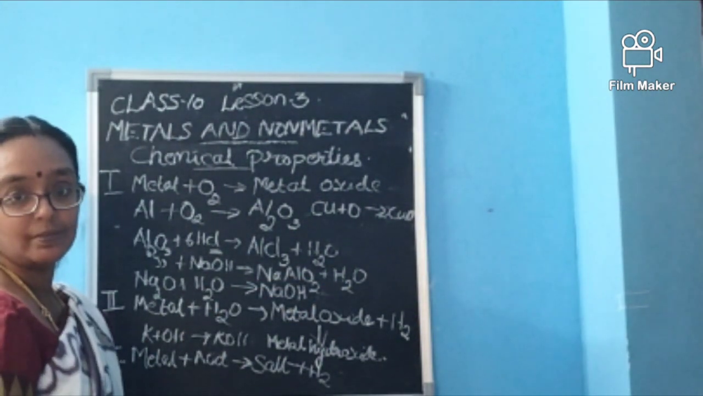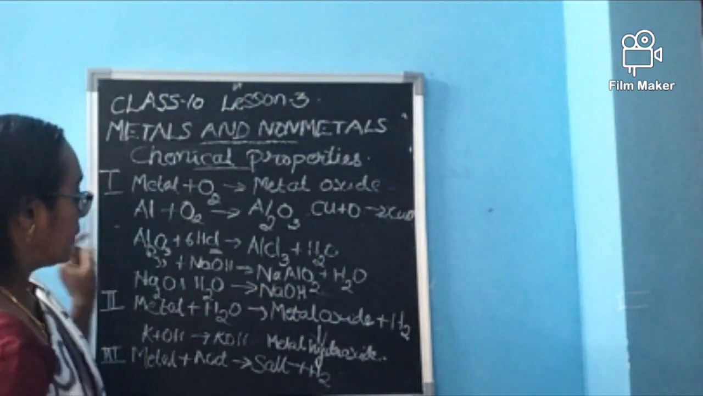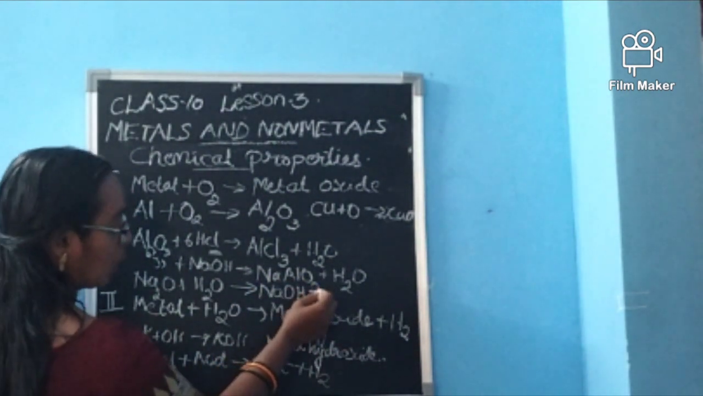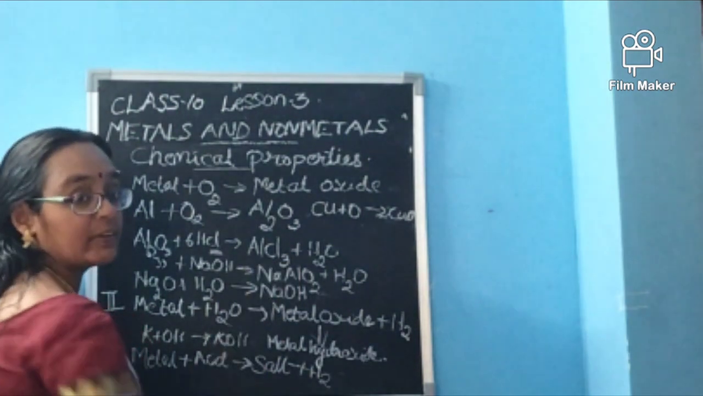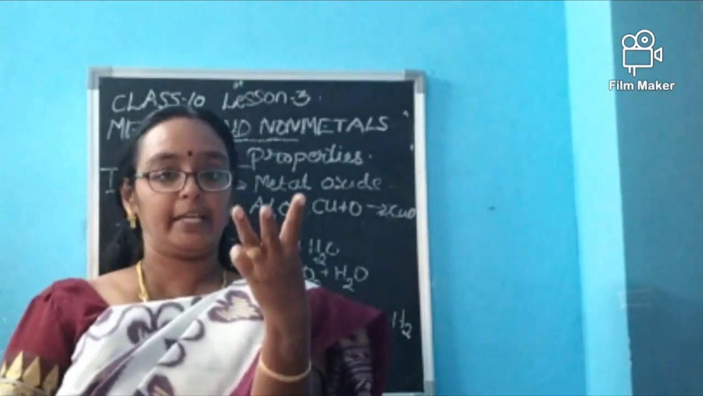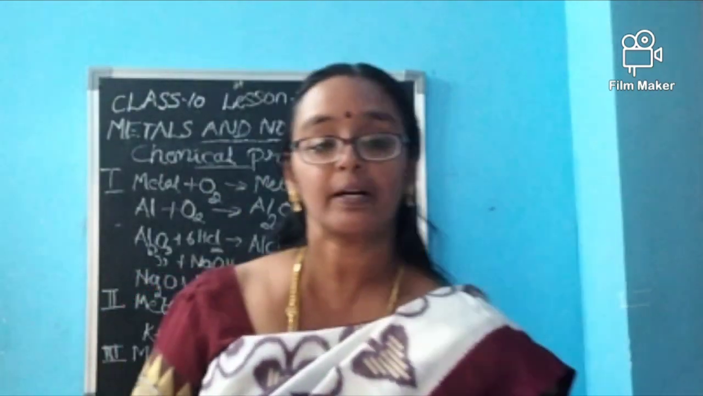NaAlO2. NaAlO2 means sodium and aluminium, along with oxygen. So aluminium is able to lose how many electrons? 3. Sodium is in which series?